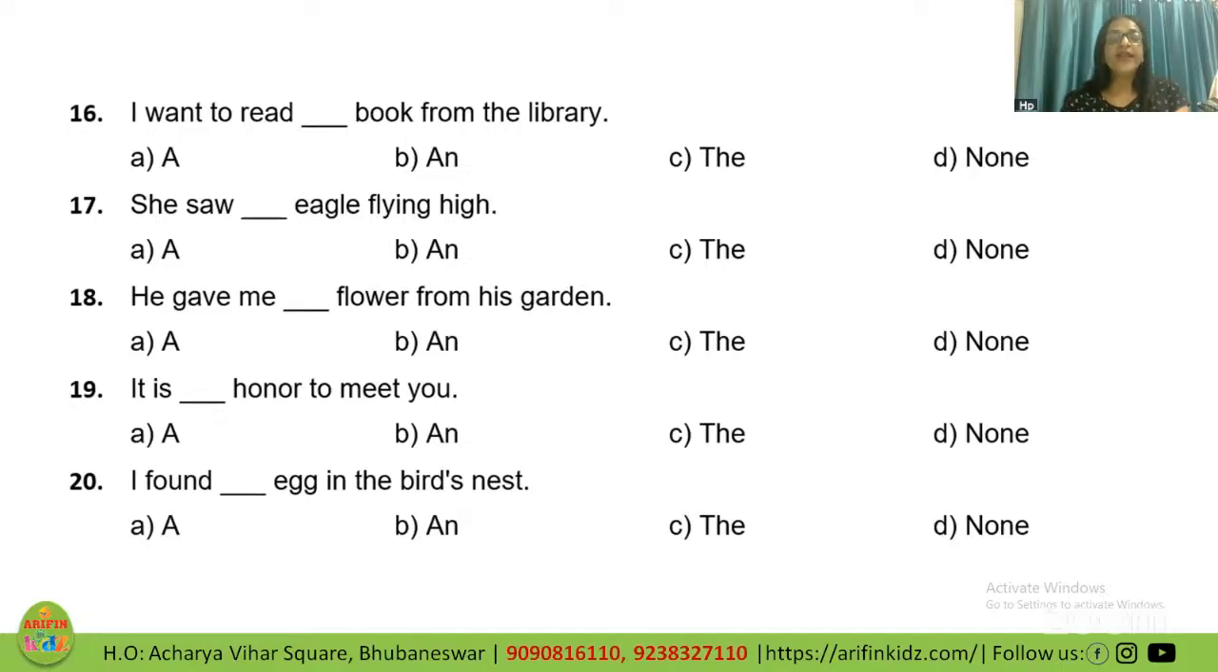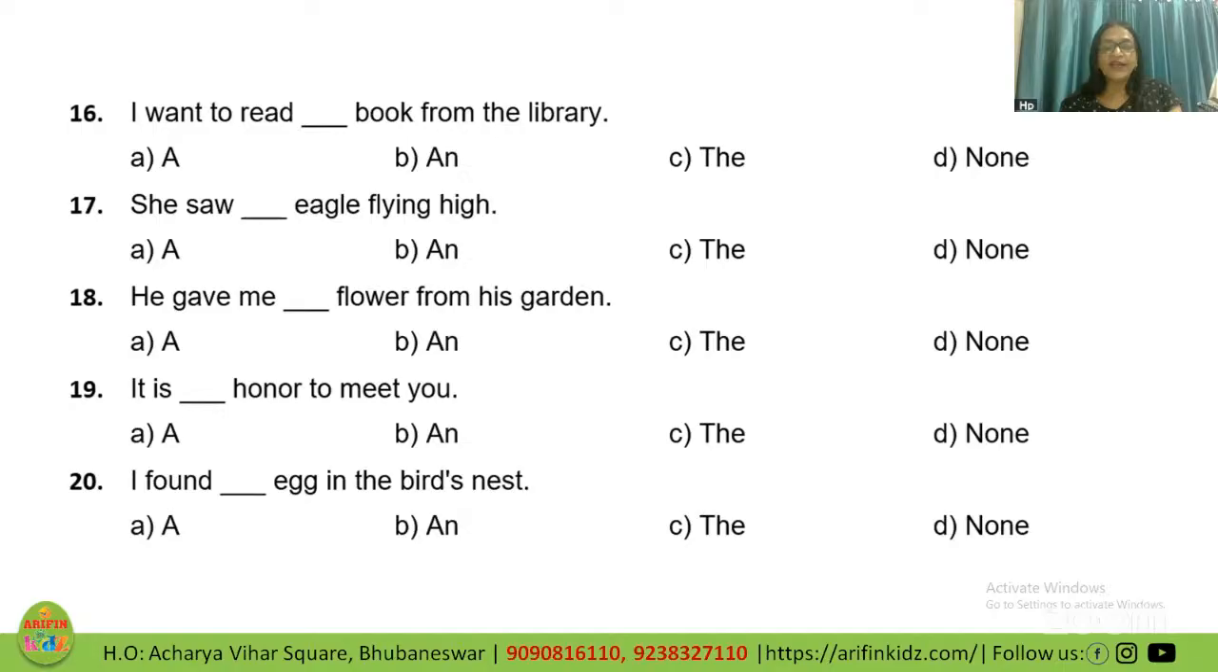Then question number 18. He gave me dash flower from his garden. A, the, and none of this. Which is the correct answer? He gave me a flower from his garden. Okay. The correct answer is option A.